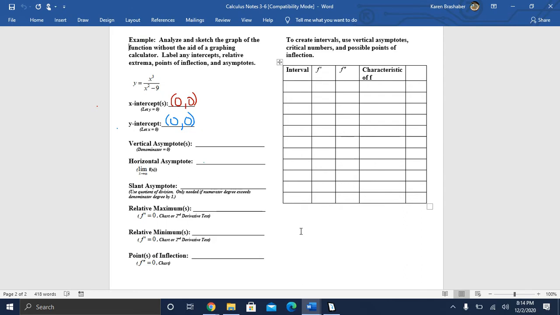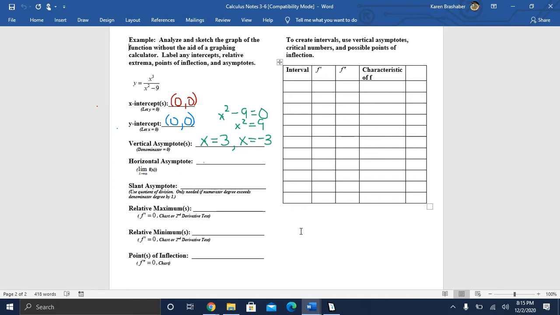Now we'll take a look at the vertical asymptotes for this graph. This would be for where your denominator is equal to 0. So we have x squared minus 9 equaling 0. We could have x squared equals 9 and square root, and we get x equals 3. That's one vertical asymptote. Remember, these are equations, so you should write them separately. X equals 3, x equals negative 3. And those will be part of your interval table.